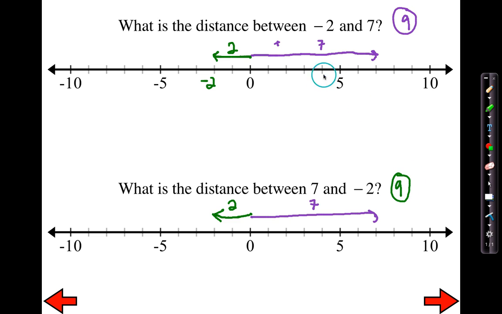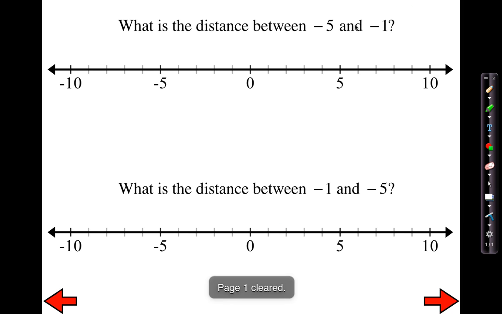So the point is this: when we're trying to find the distance, does the order of the numbers matter? The question is, does the order matter? The answer is no. It's still going to be the same no matter which order the numbers are. Okay, so let's take a look at another one.